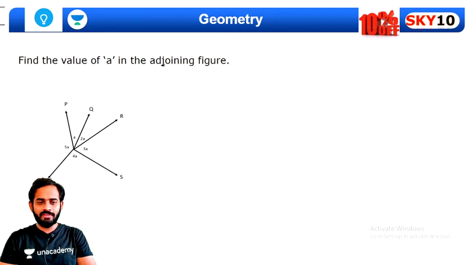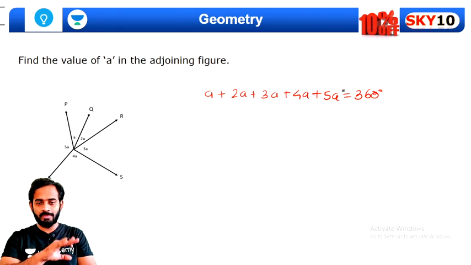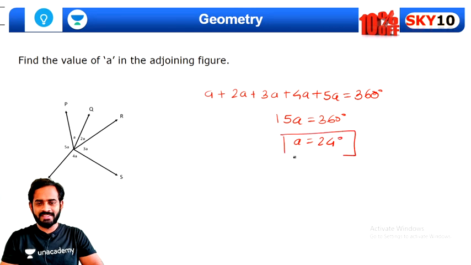Now, find the value of A in the adjoining figure. Okay, we know that the summation of A plus 2A plus 3A plus 4A plus 5A will be equal to 360 degrees, because all of these are circular angles, right? So the summation of all the angles should be 360 degrees, and if you add all of them, you will get 15A is equal to 360 degrees, right? The value of A comes out to be 24 degrees. So this is the answer, guys. I hope all of you understood this.